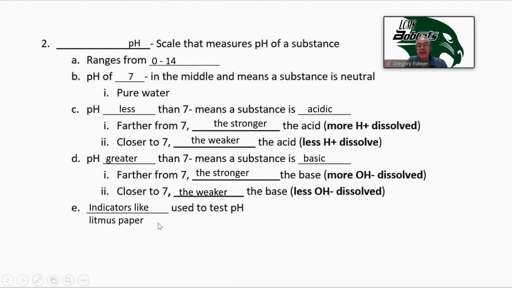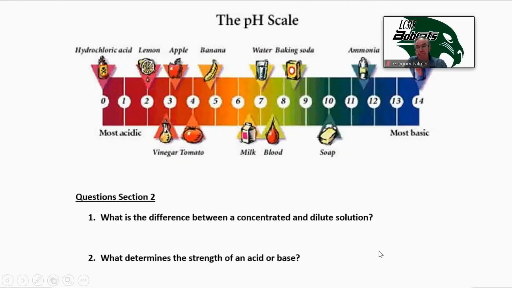We use indicators like litmus paper to test pH. There's also something called a pH meter, and a lot of people use it in their soil to test the acidity of their soil when they're growing plants, and then adjust so that it's optimal conditions for the plants.